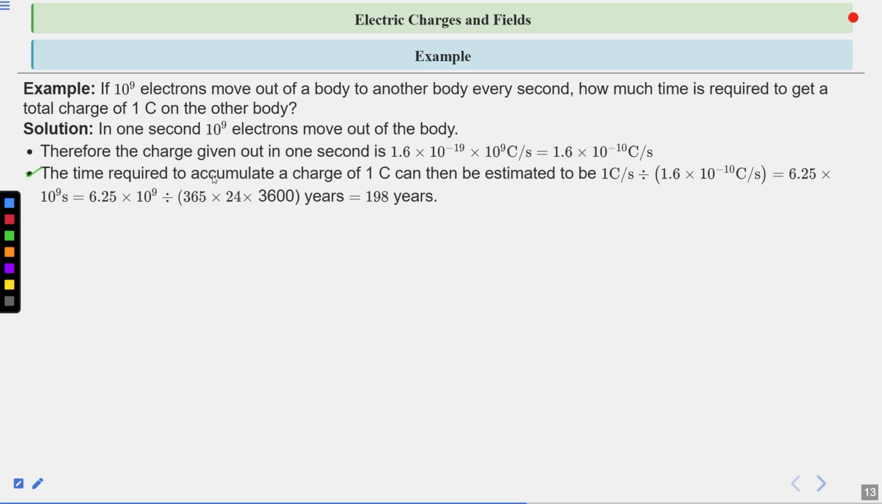The time required to accumulate a charge of 1 coulomb can then be estimated to be 1 coulomb divided by 1.6 into 10 raised to the power minus 10 coulomb per second. So calculating this, you will get 6.25 into 10 raised to the power 9 seconds. In other units, it will be 198 years.